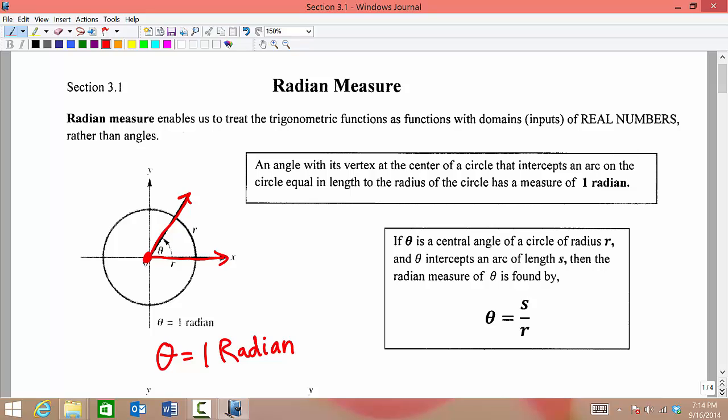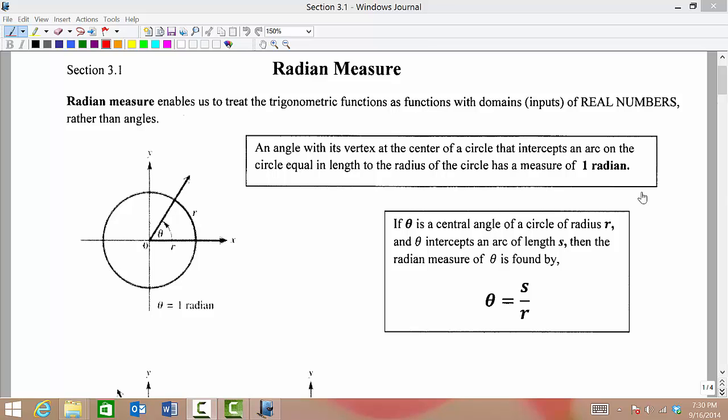We define 1 radian by how much of the arc the angle intercepts. If our angle intercepts an arc length equal to the radius, so here's the radius of our circle, if the intercepted arc equals the radius, then we call that 1 radian.